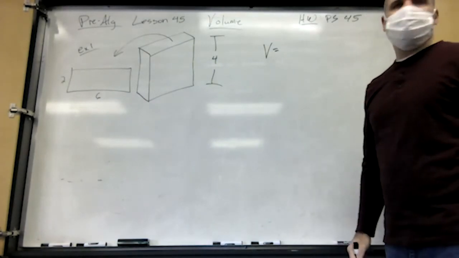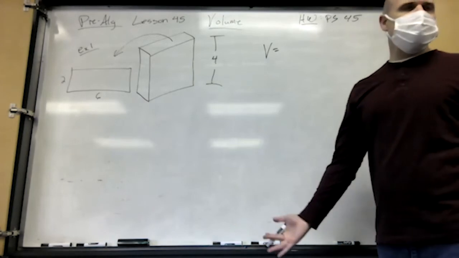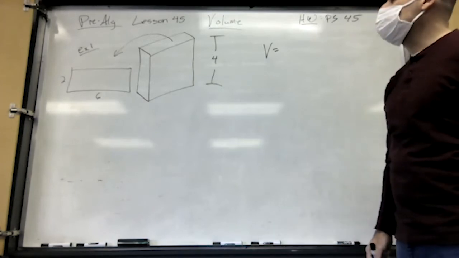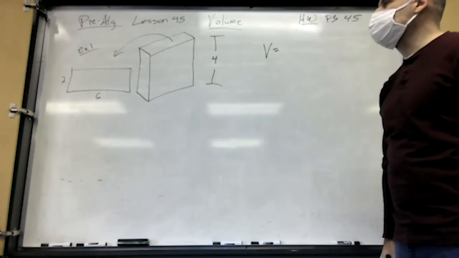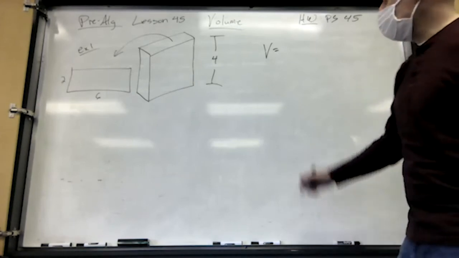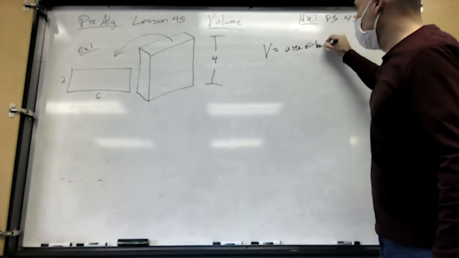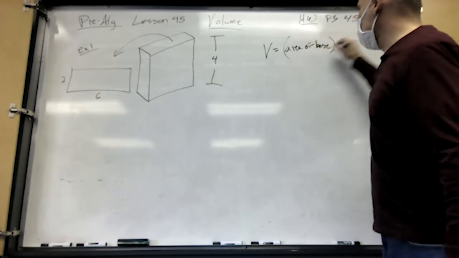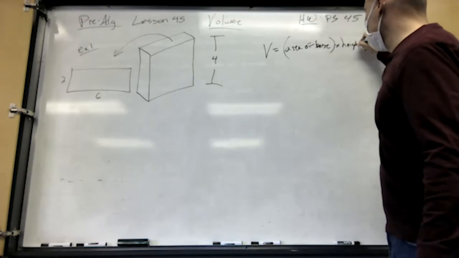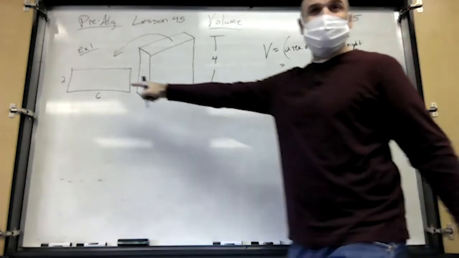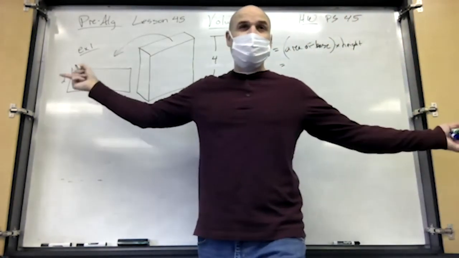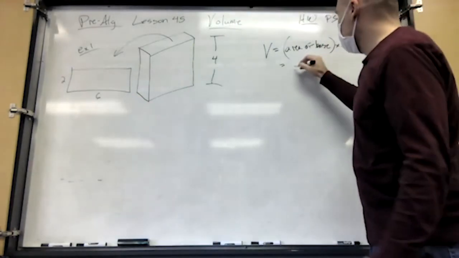Okay. So what numbers am I multiplying? 2, 6, and 4. Okay, right. So basically, remember, volume is always area of base times height of the right geometric solid. So the area of this base is a rectangle. How do you find the area of a rectangle?